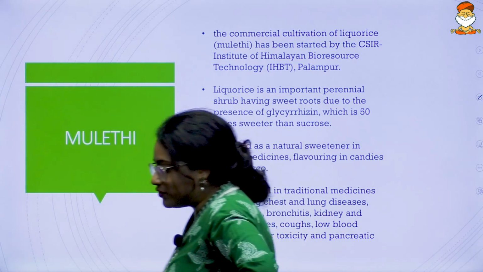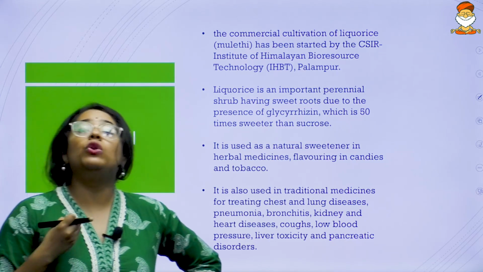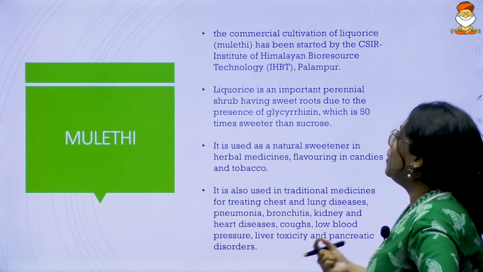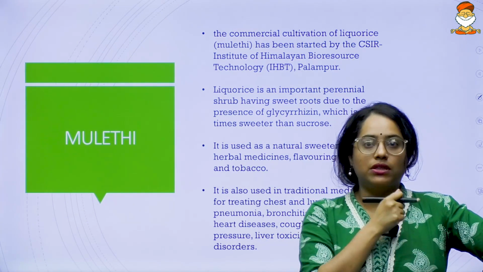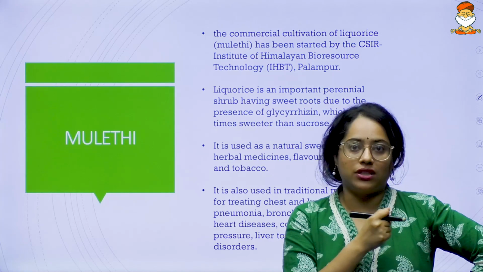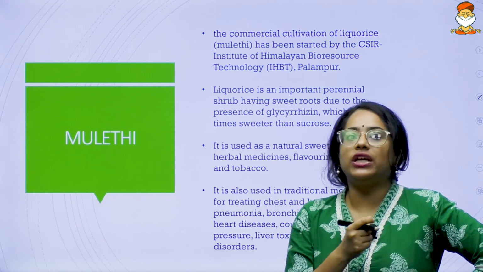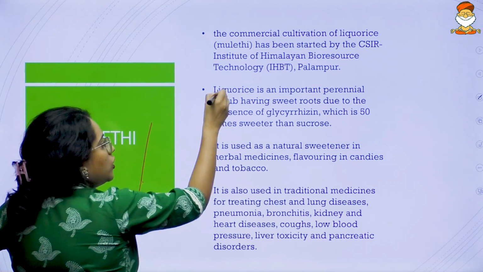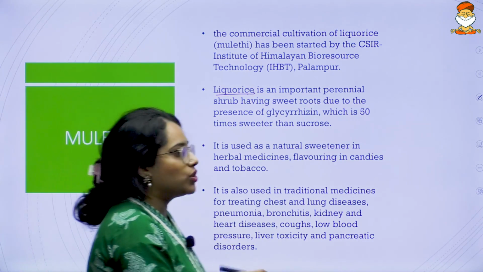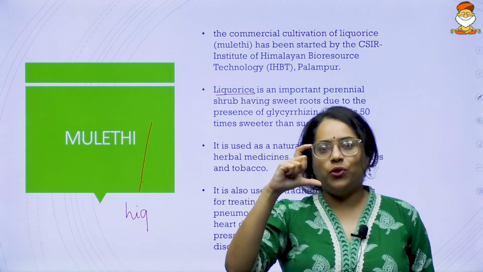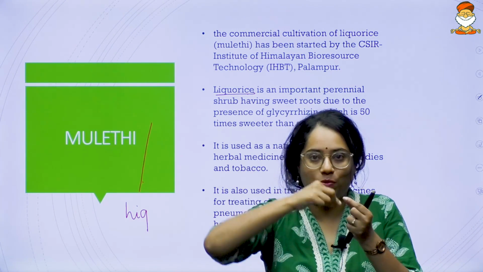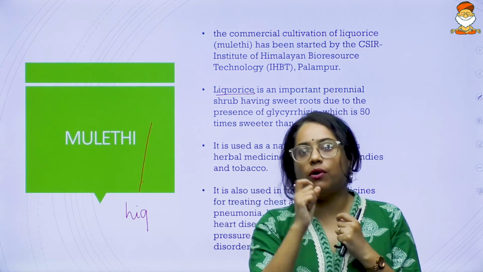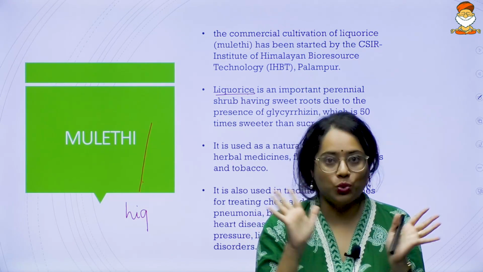Moving forward, we have to discuss a species called Mulethi. Okay, Mulethi was in news because you can get a very important commercial product called licorice from this. Mulethi is a kind of shrub-like plant. You get the barks of this, the small stems of this, which are used for different purposes. There is commercial importance for this species, and this was there in news this time.